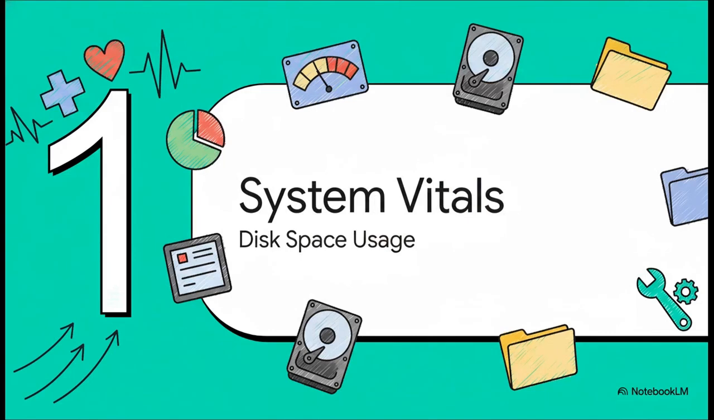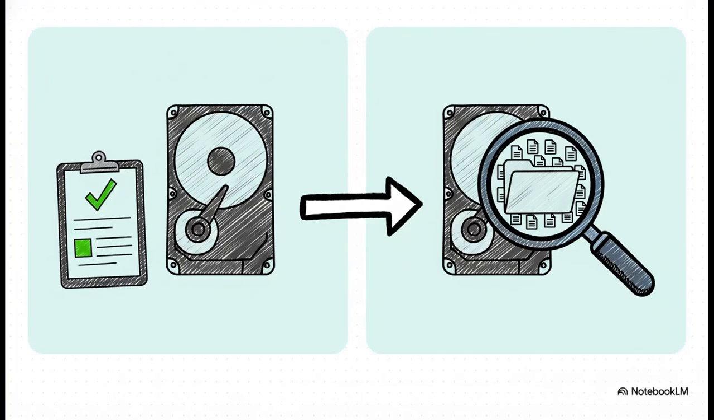Okay, first up in any health check, the vitals. For a file system, the most common vital sign you're going to watch is disk space. Running out of space is probably one of the most frequent fires you'll have to put out. So let's look at the two main tools for the job. Now, this brings us to something that trips a lot of people up, the difference between df and du.